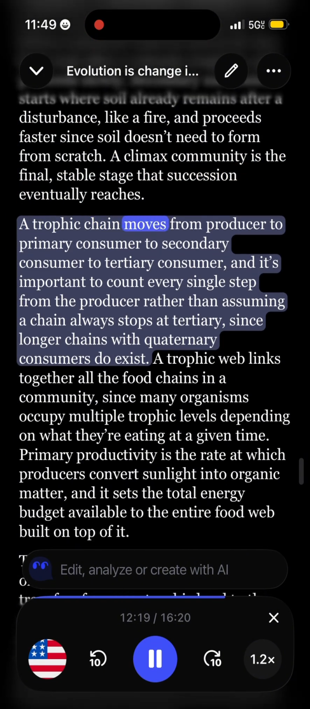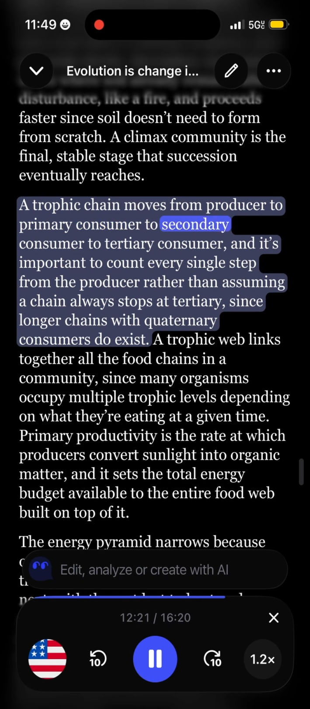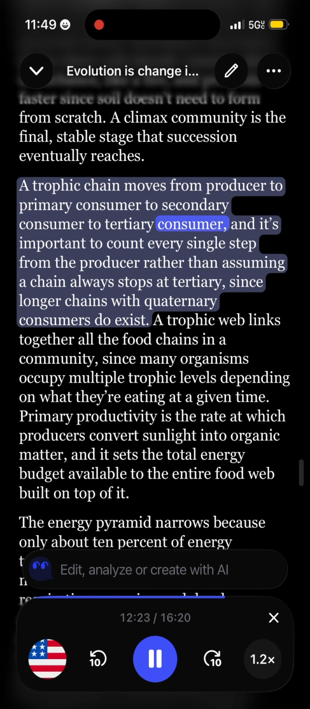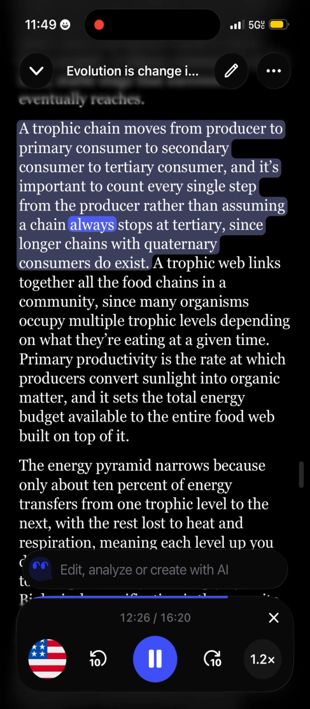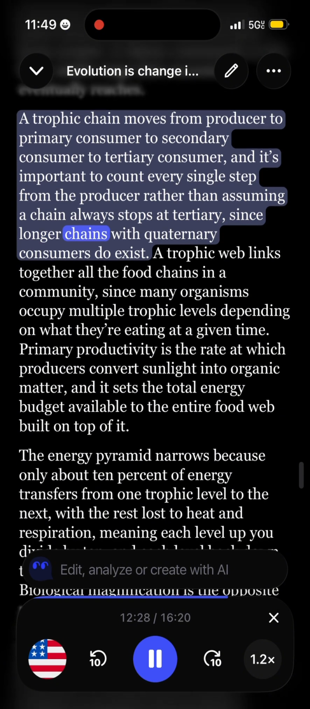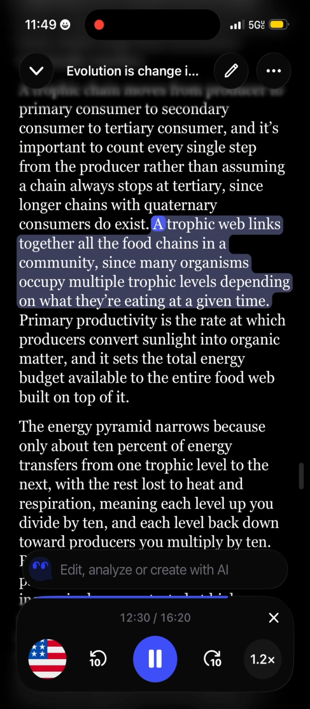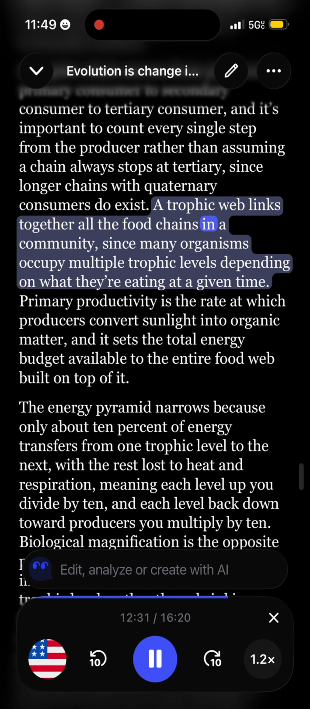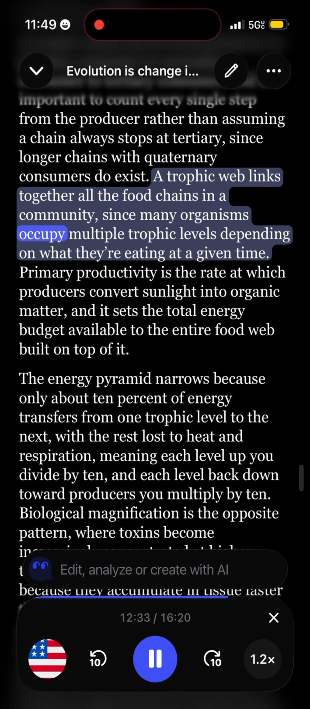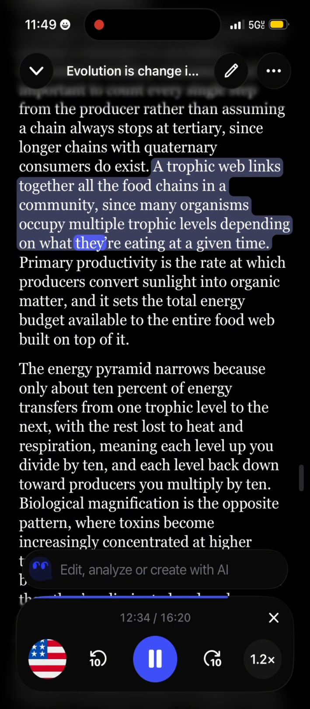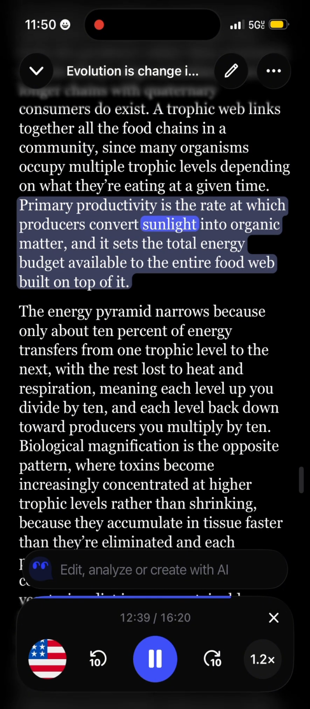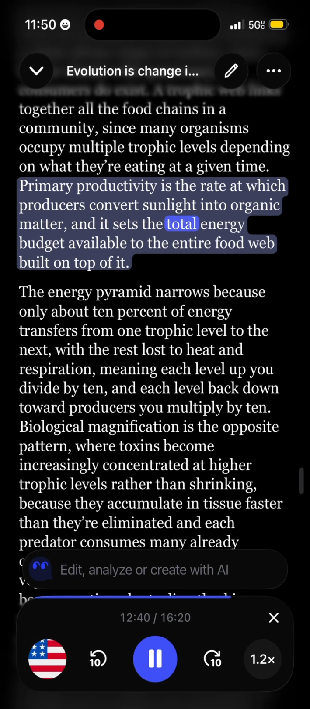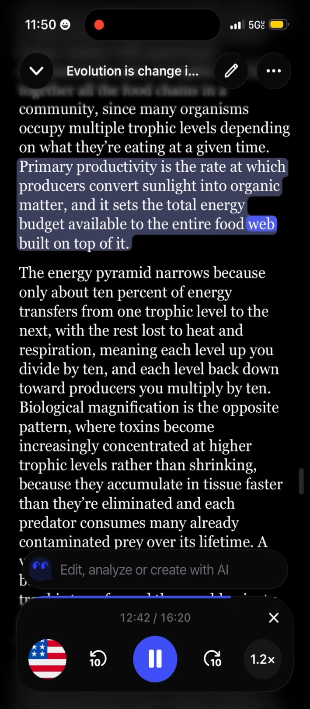A trophic chain moves from producer to primary consumer to secondary consumer to tertiary consumer, and it's important to count every single step from the producer rather than assuming a chain always stops at tertiary. Longer chains with quaternary consumers do exist. A trophic web links together all the food chains in a community, since many organisms occupy multiple trophic levels depending on what they're eating at a given time. Primary productivity is the rate at which producers convert sunlight into organic matter, and it sets the total energy budget available to the entire food web built on top of it.